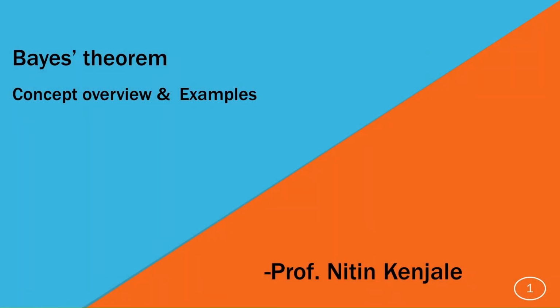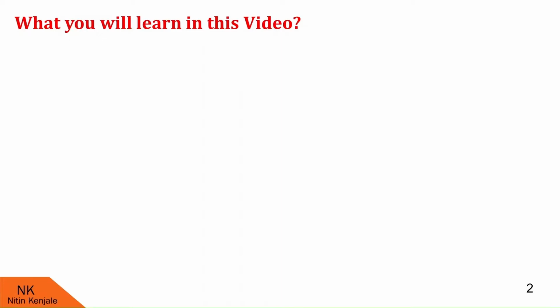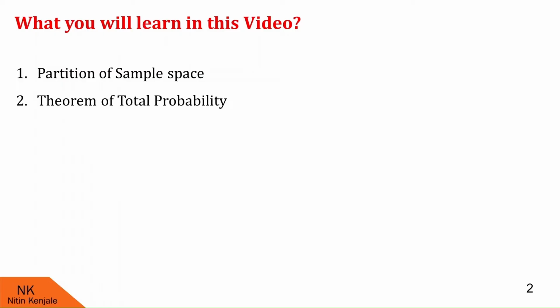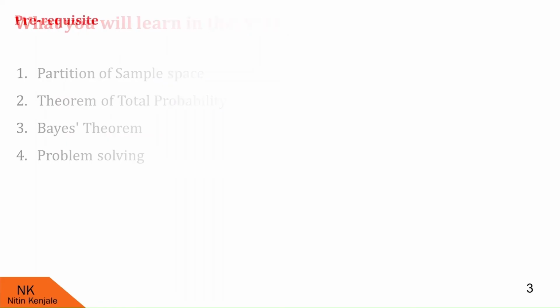This video is about concept overview and examples on Bayes theorem. Let us first see what you will learn from this video. First we see what is partition of sample space. Then we see theorem of total probability. Next we will learn Bayes theorem, and then finally we will solve examples based on Bayes theorem. So let us proceed with partition of sample space.